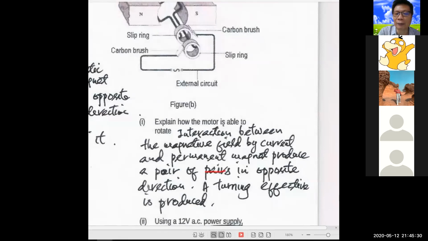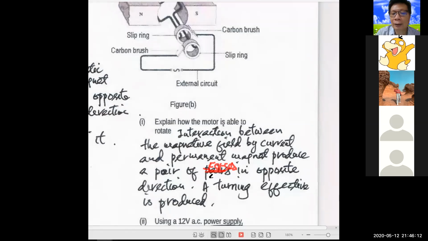A pair of force. Can you write it down here? A pair of forces. I use the mouse, very hard to write. A pair of forces, you write here, produce a pair of forces in opposite direction. So a turning effect is produced. So the turning effect is the one to make it turn, okay?